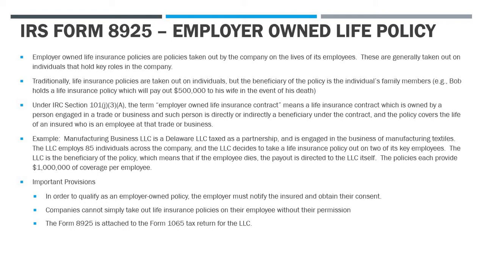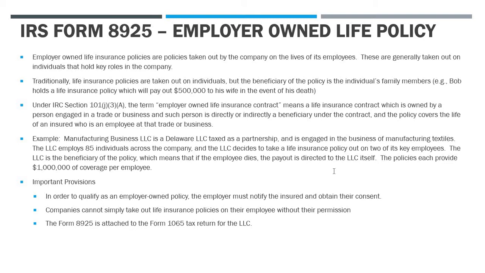So if we look at an example here, we have Manufacturing Business LLC. It's a Delaware LLC, taxed as a partnership, and it's engaged in the business of manufacturing textiles, right? It could be whatever, it doesn't matter. The LLC employs 85 individuals across the whole company, and the company, the LLC itself, decides to take out a life insurance policy on 2 of its key employees. Okay, the LLC is going to be the beneficiary of the policy. It's also making the payments on the policy, right? So the company is paying the premiums. Now, if the employee dies, the payout is directed to the business, right? So the business cashes in on the policy, they get the money.